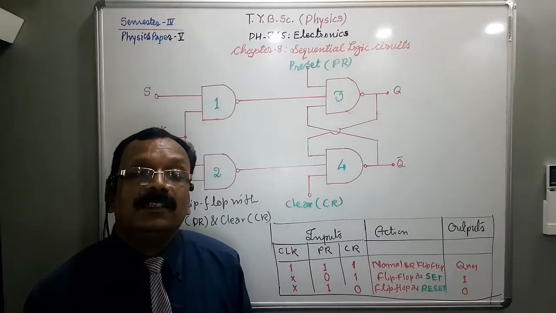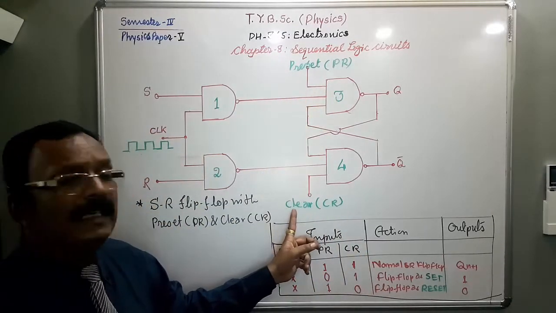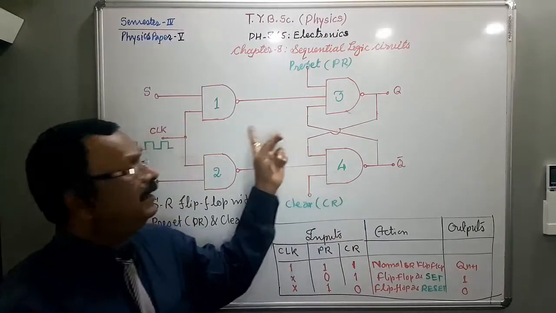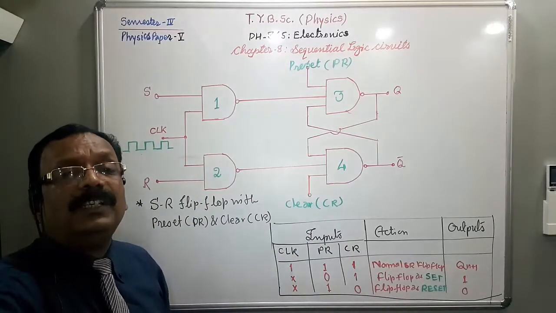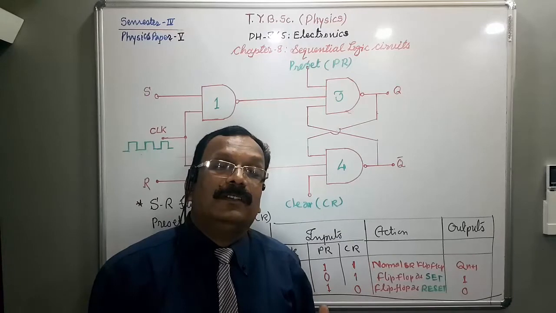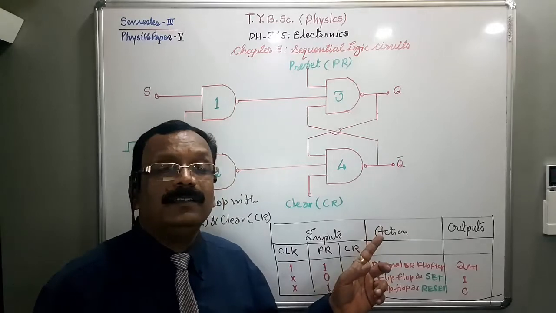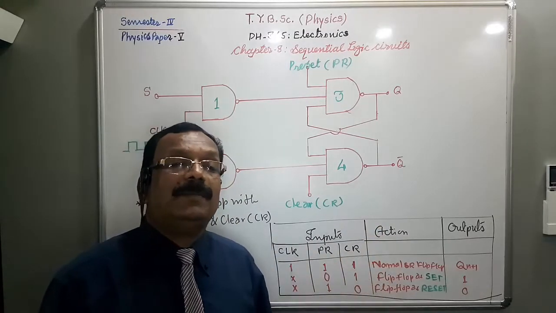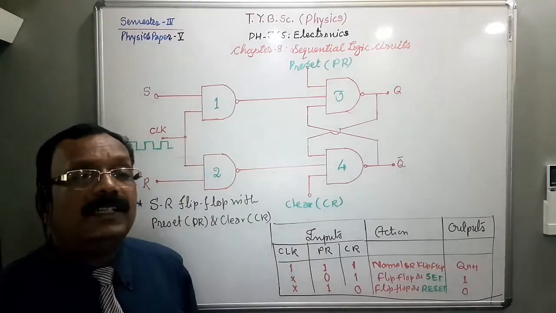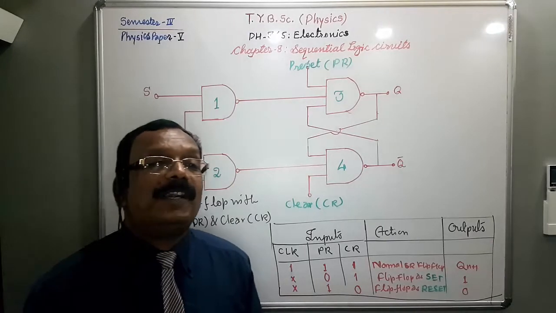Have you got it? The SR flip-flop with preset PR and clear CR is shown in this figure. Now here we are going to see the working, and we are going to represent that working in a truth table, and then lastly we summarize again the working with the help of the truth table. So here we are going to study the operation, how this circuit operates.